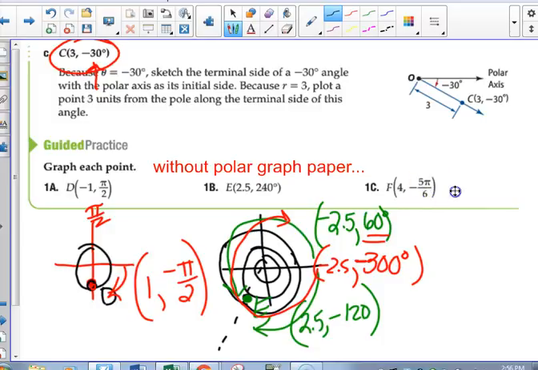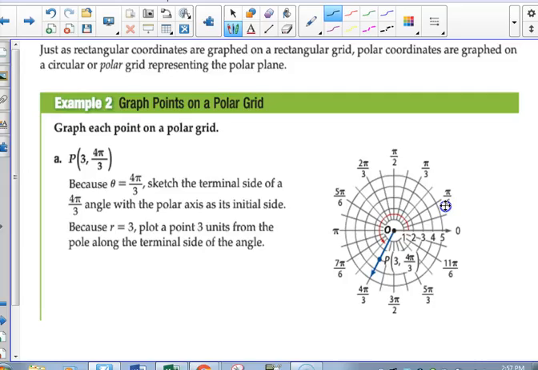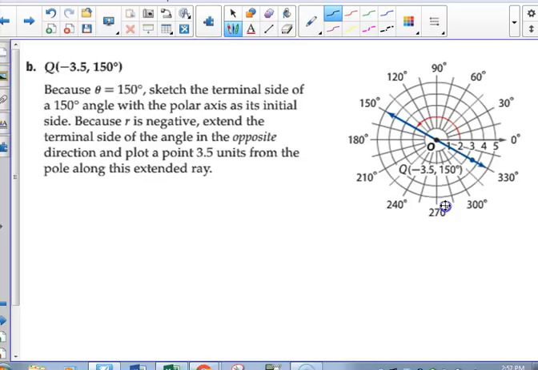For this one, I just want to talk about it. 5 pi over 6 is here, but where's negative 5 pi over 6? It's the same amount this way, right? You get what I'm talking about? So then out 4 would be there. All right, we're moving on.